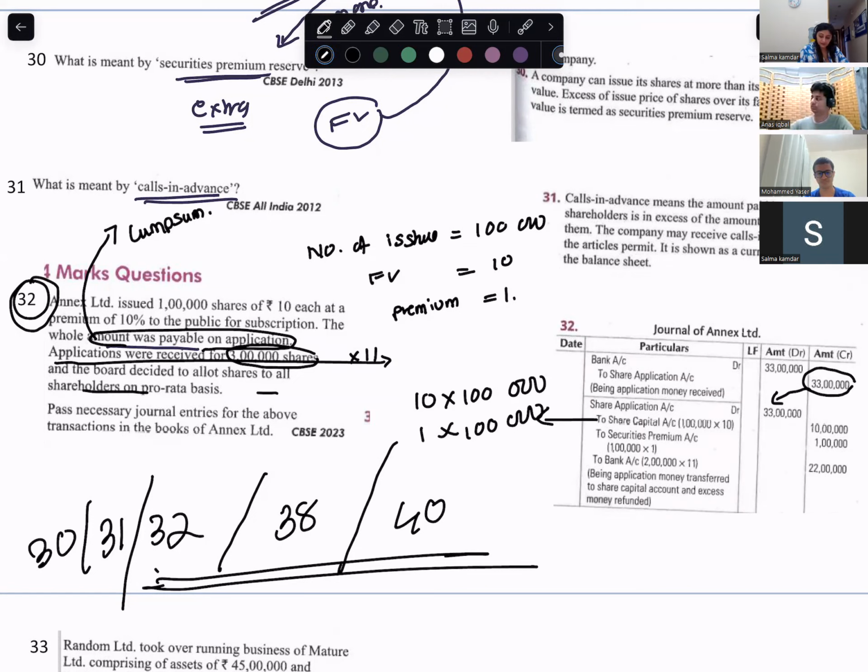So everyone is being allotted shares, and they have not given us anything related to pro rata. So what will happen to the excess money? Refunded. How much will be refunded? 2 lakhs into 11. Very good.